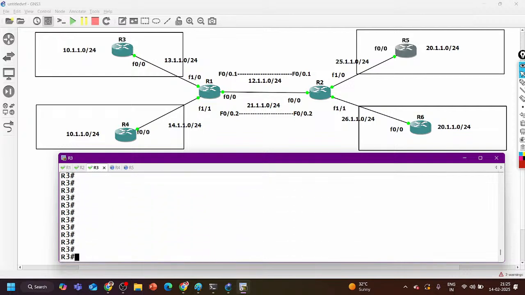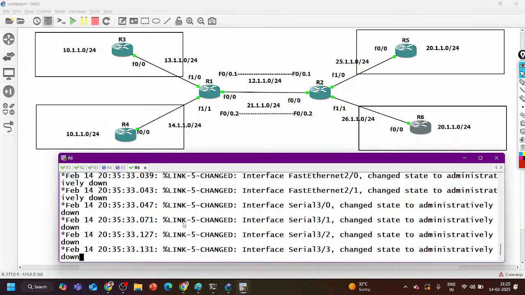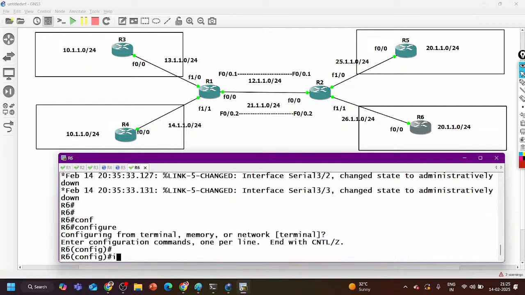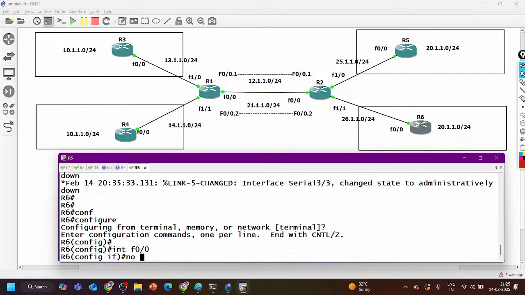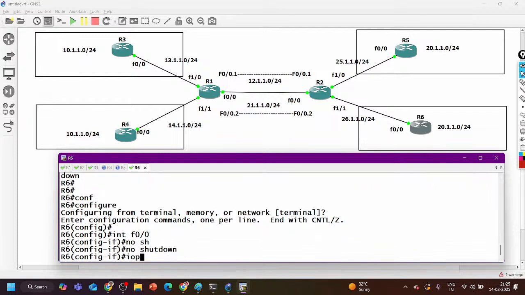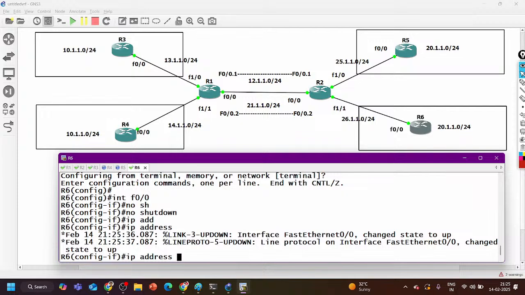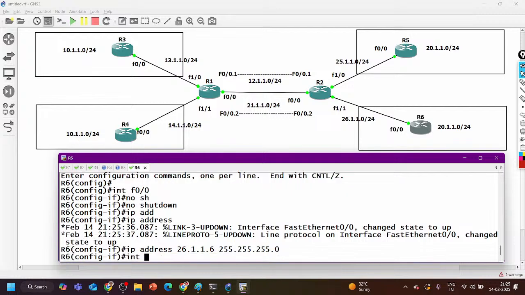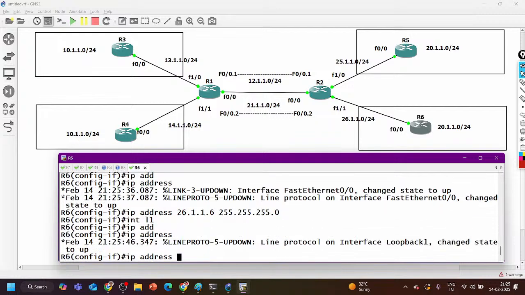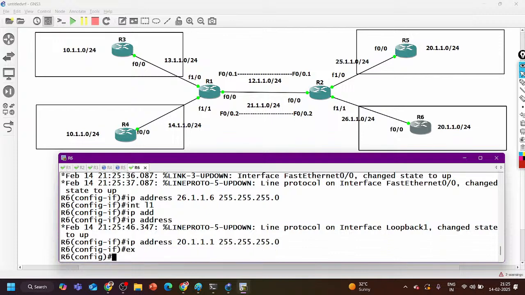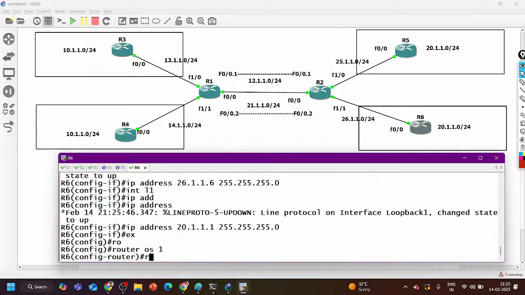In the same way, customer B site 1 and site 2 can also communicate. I need to configure R6 only. Config T, interface F0/0, set IP address 26.1.1.6 255.255.255.0. Interface loopback 1, IP address 20.1.1.1 255.255.255.0.